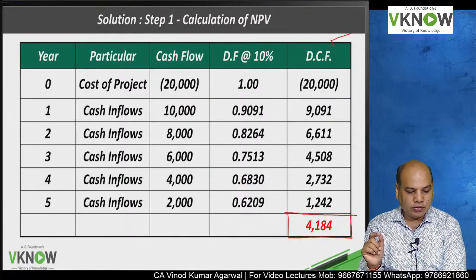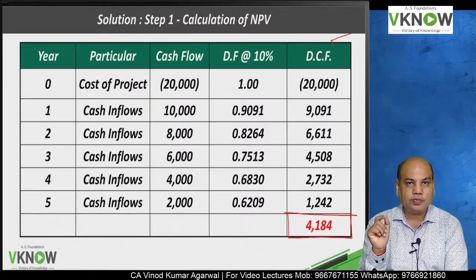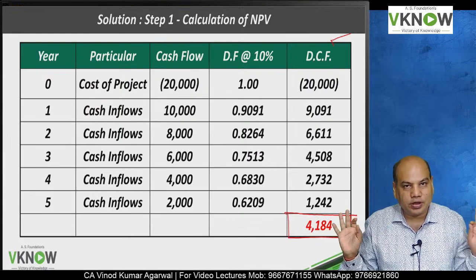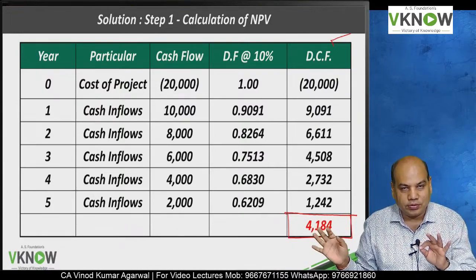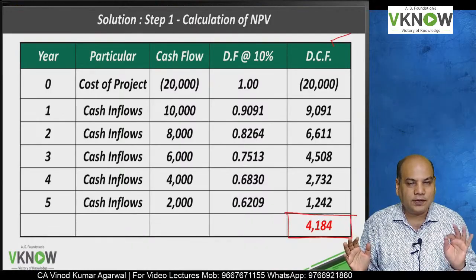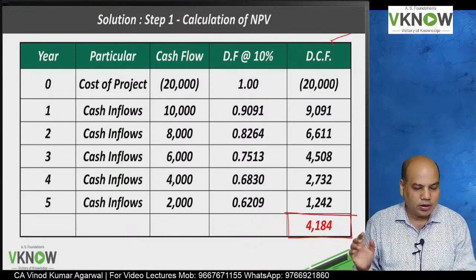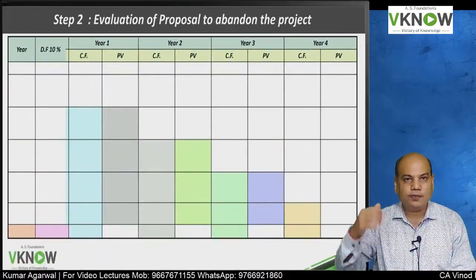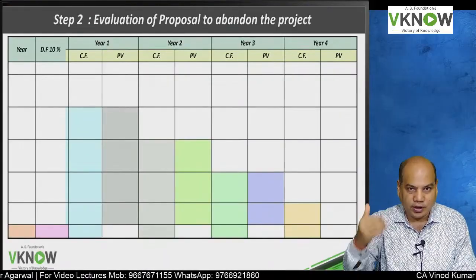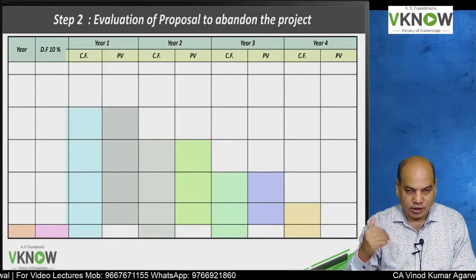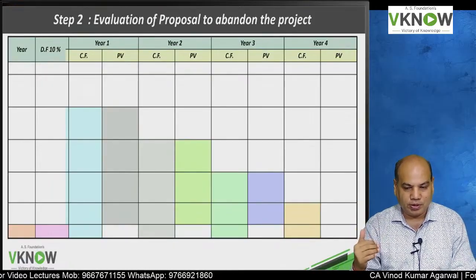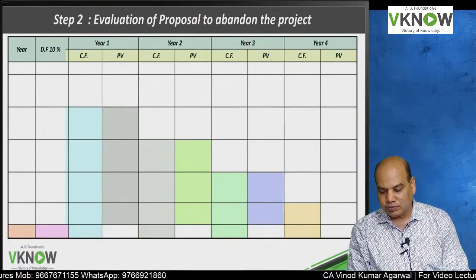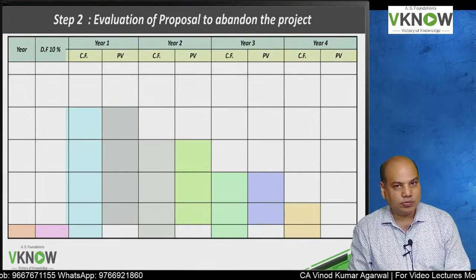Now the next question is, suppose we have the option of abandonment. If we want, we can abandon the project at any time after 1 year, 2 year, 3 year, 4 year. Should we abandon? And if yes, in which year? For that I will compute NPV: if we abandon at the end of year 1, what is my NPV? Year 2? Year 3? And year 4?